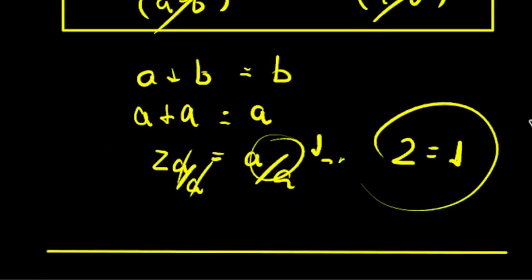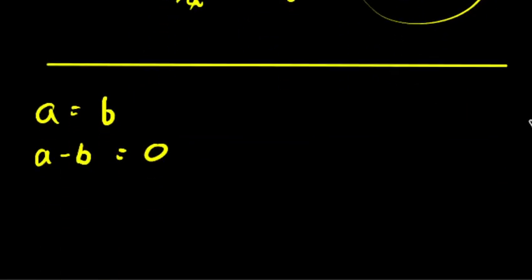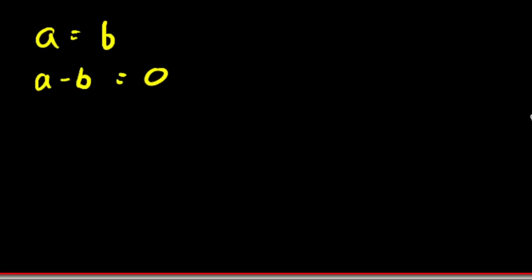So let's think about a is equal to b. So since a is equal to b, when we subtract these both terms, it's gonna be turned to 0. So we divided both sides by 0, and this is not possible in algebra.